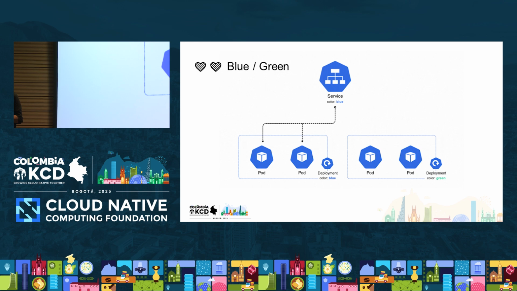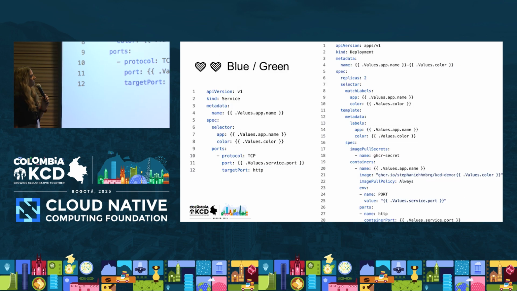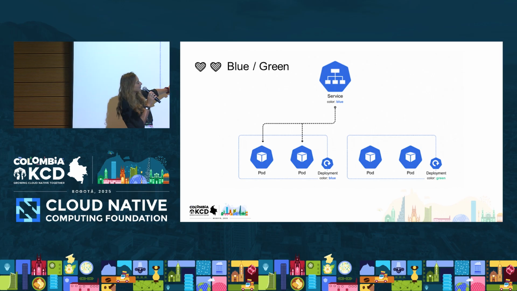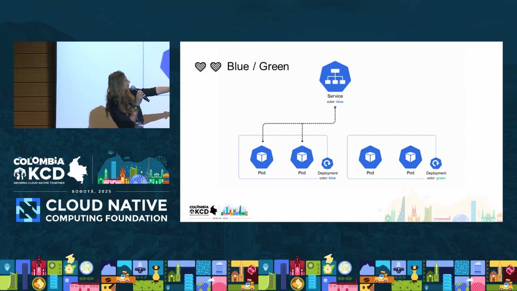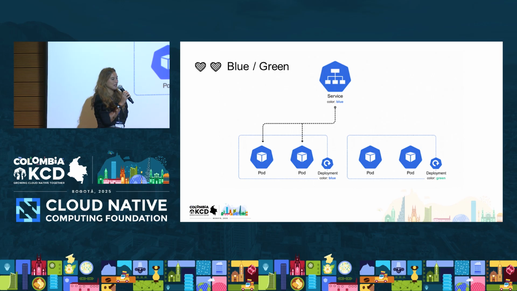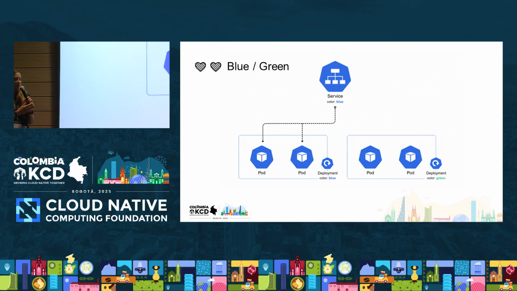Let's see this in the visualization. So here we have basically our old version labeled with blue and our new version labeled with green. And we just change the label selector in the service from blue to green. And then we can instantly switch the traffic. We don't need to wait for the pods to roll up. We can just change it, and also we can change it back.